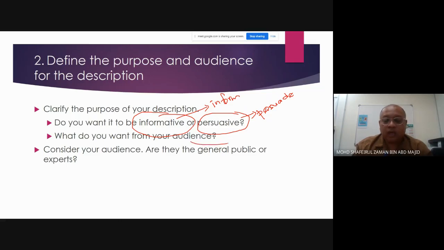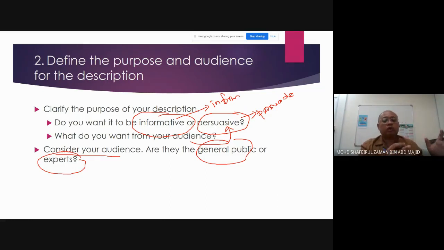Meaning that you are actually referring to this thing. Okay, and then you need to consider who will be your audience, whether they are the general public or the experts. So as I have told you, some of the audiences maybe have a technical background knowledge about the product.